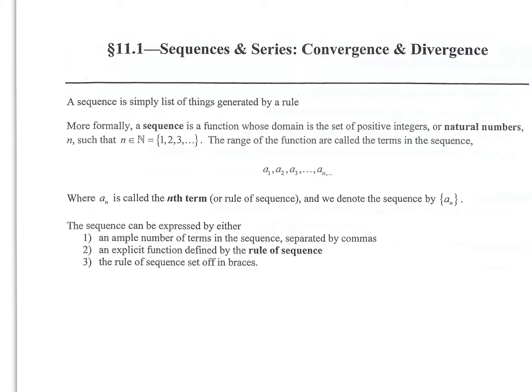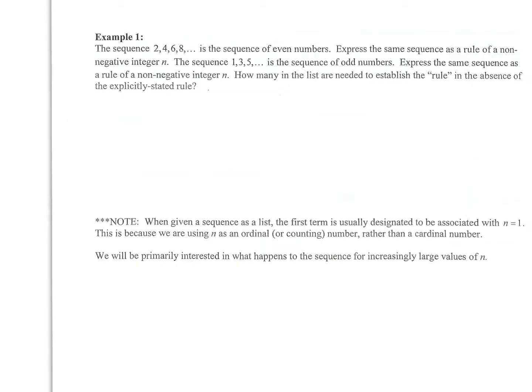All right, so a sequence can be expressed either by an example number of terms in the sequence separated by commas, an explicit function defined by the rule of the sequence, or the rule of the sequence set off in braces. All right, so a lot of the times we'll just substitute in and we'll start seeing a pattern, and we get that pattern and we get a rule, and that rule is going to be our a sub n. All right, let's go to example 1.